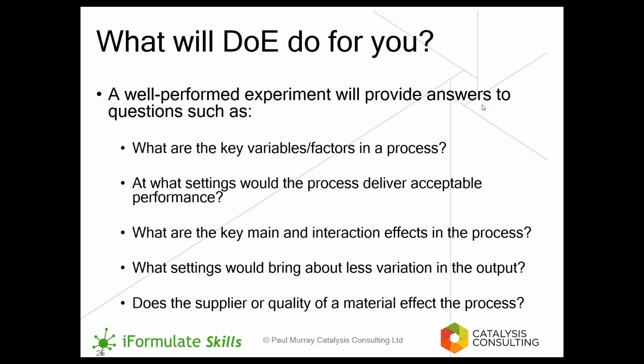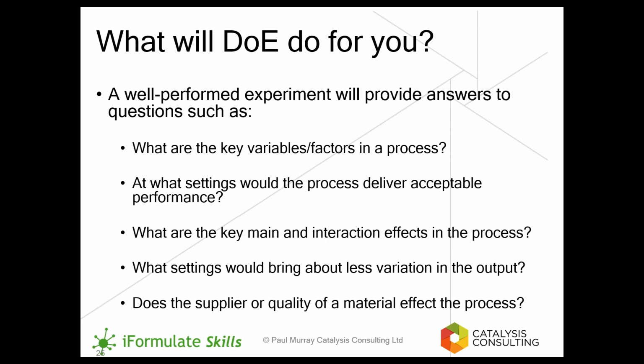Okay. So if we do carry out experimental design and we do this process properly, then it will tell us a lot of information. It will tell us what factors or variables affect our process or are important in our process. It will tell us at what setting or what level for those factors or variables we will get the outcome that we want. It will tell us which are the most important factors, which ones we need to pay most attention to, and will tell us if there are interactions between factors.